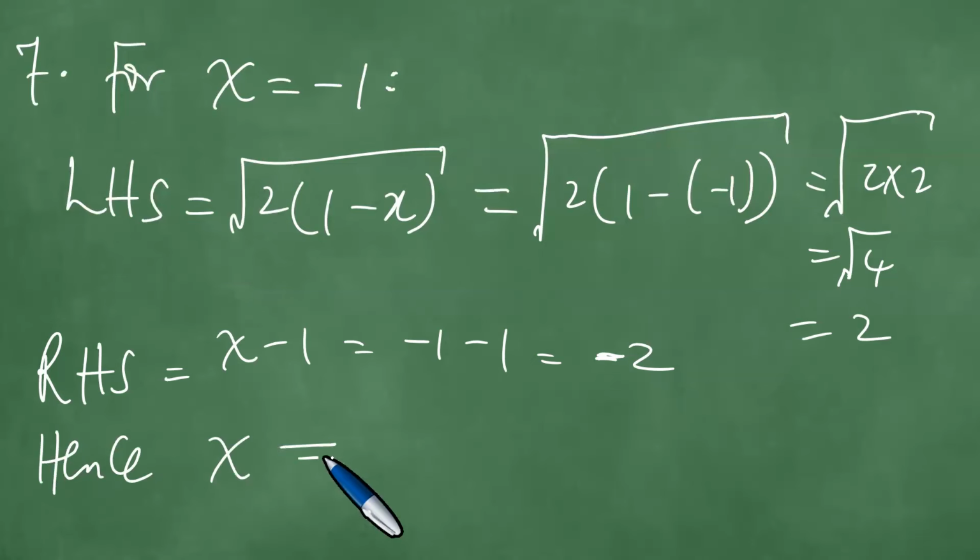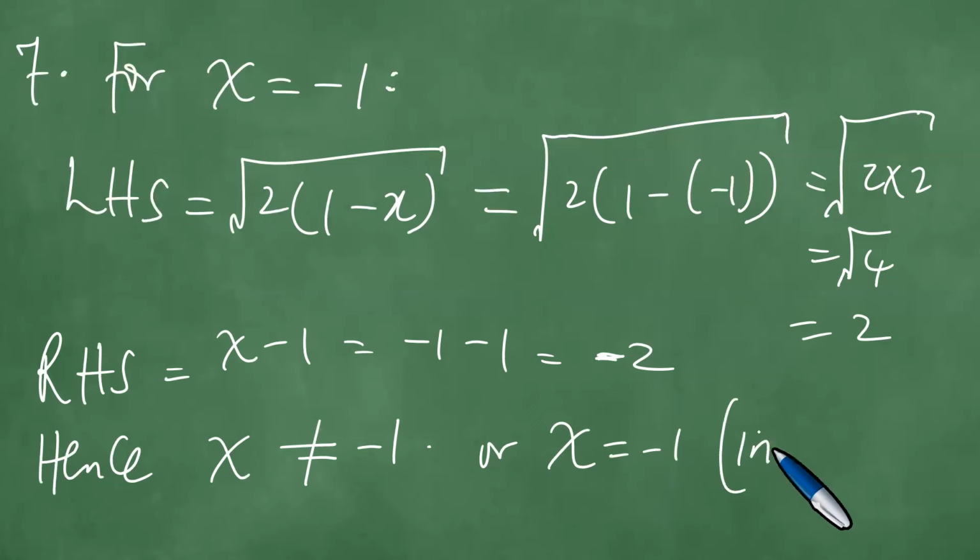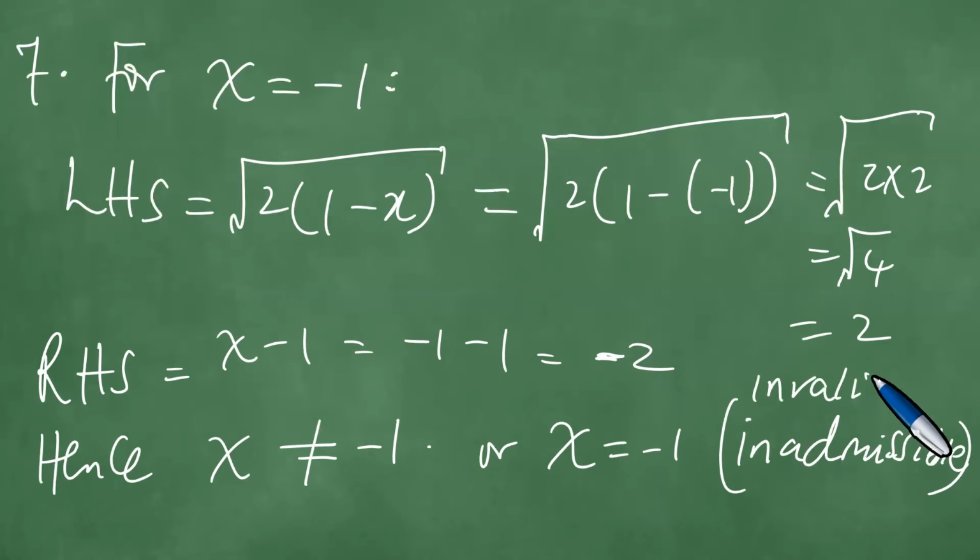Hence, x is not equal to minus 1. Or you can say that x equal to minus 1 is an inadmissible solution, or it is an invalid solution to this particular equation.